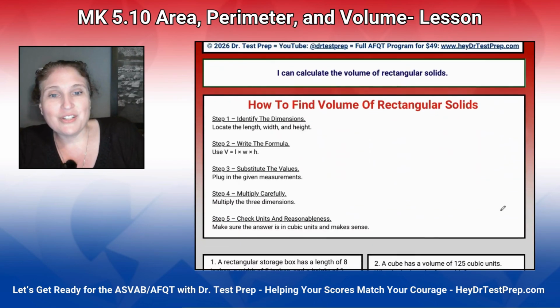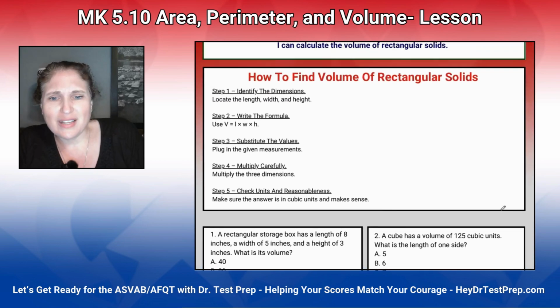All right, here we go. Now we're doing volume of rectangular solids.